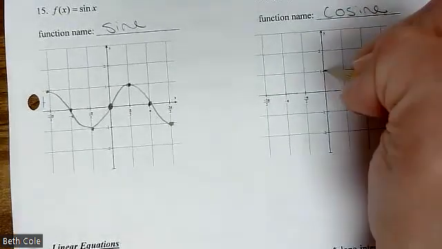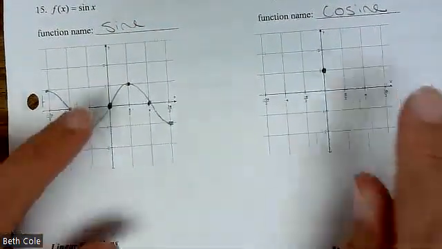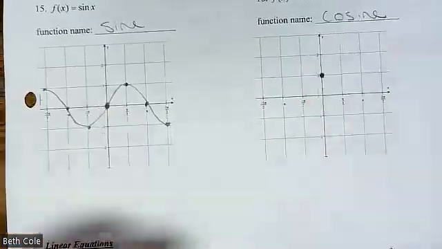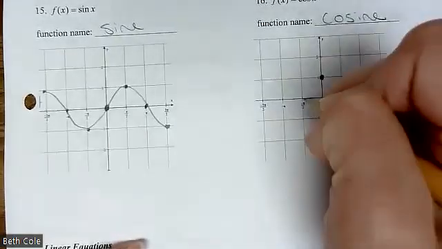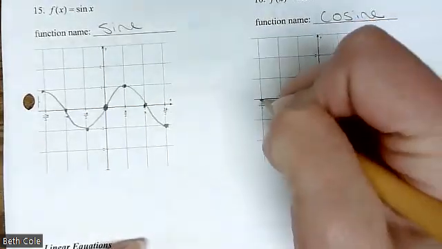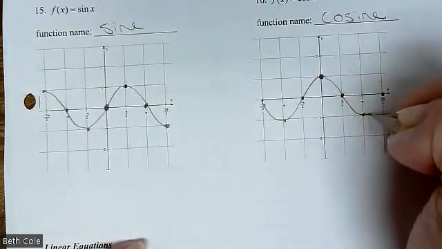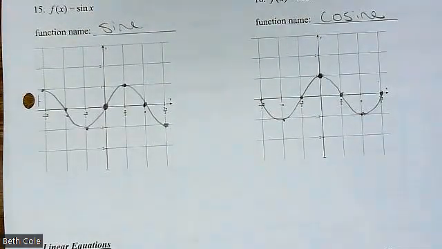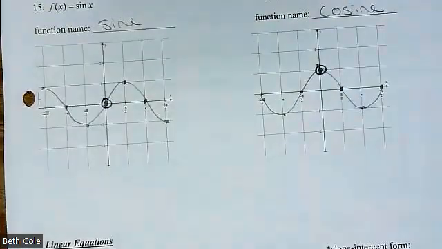Cosine starts at 1 and then does its wave. So if you just remember where they start, then you can tell the difference. So cosine starts at 1 and then starts to wave. Other than that, they do look like basically the same. So just look for that starting point. This one's 0 and this one's 1.